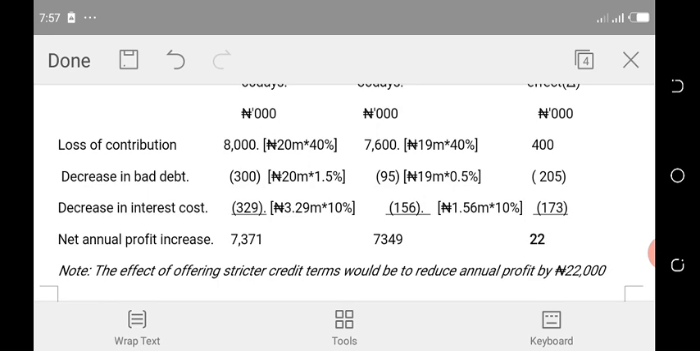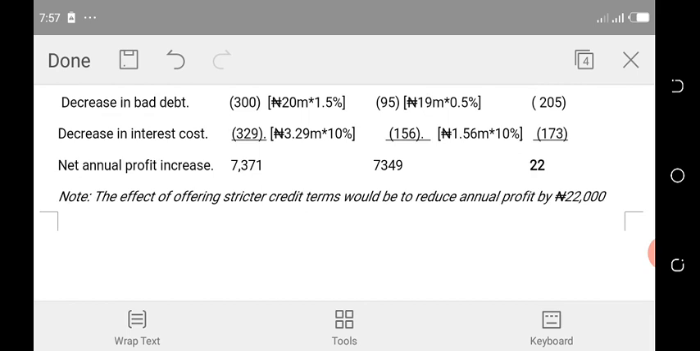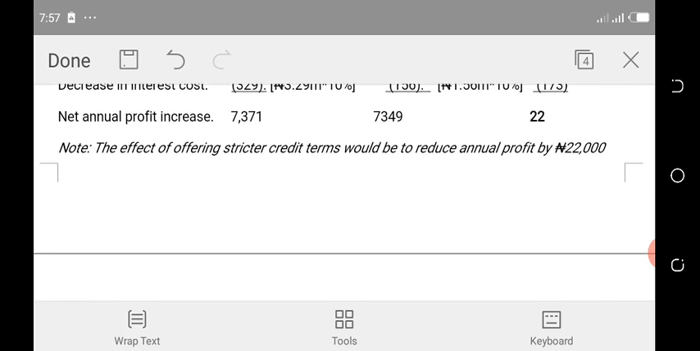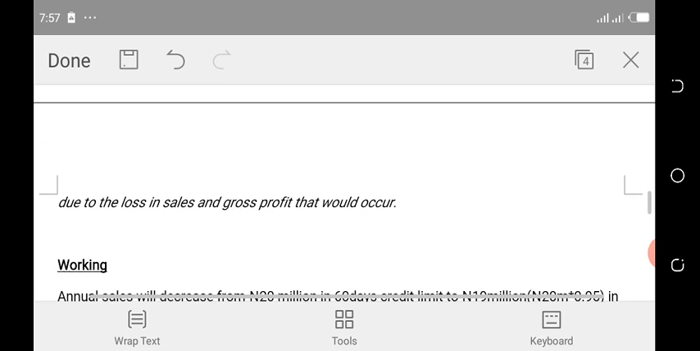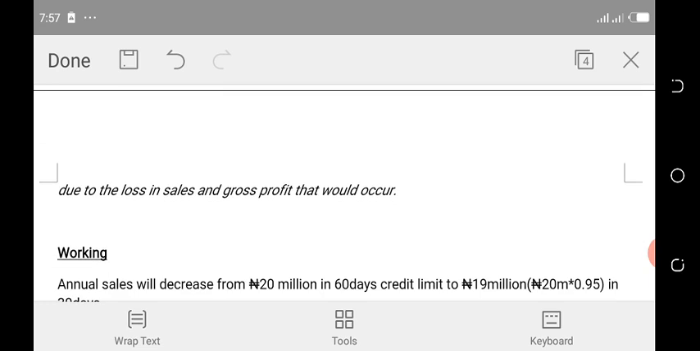By doing so, this is a loss. And a decrease in bad debt is an income. A decrease in interest cost is also an income. By the time you compare it with the loss, there is a loss of 22,000 naira. So note the effect of offering stricter credit terms would be to reduce annual profit by 22,000 due to the loss in sales and gross profit that would occur.